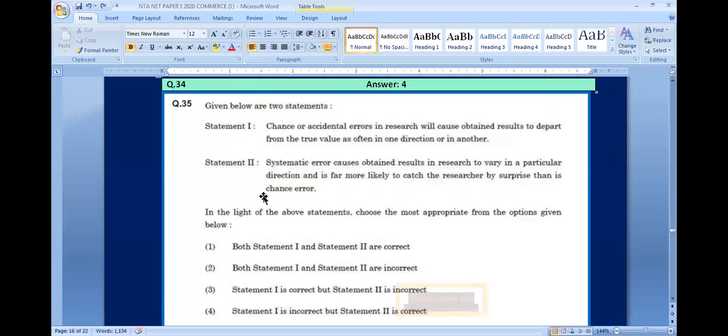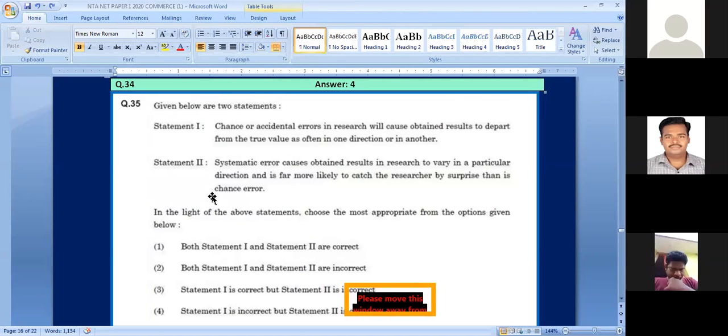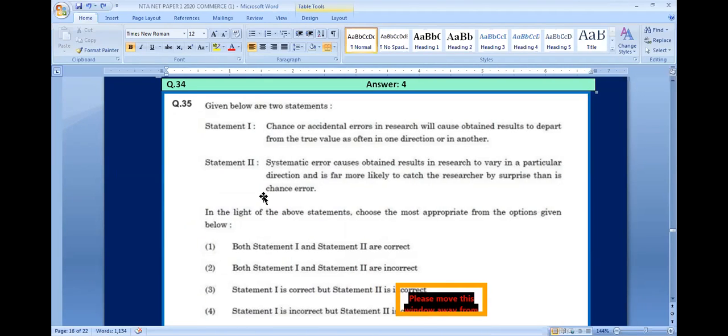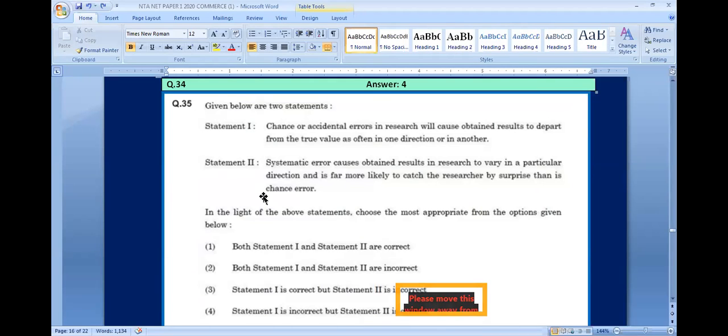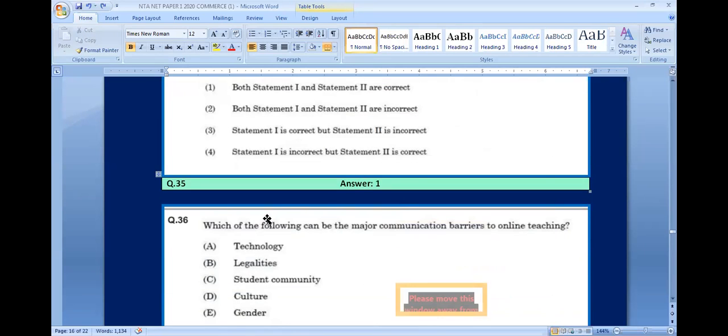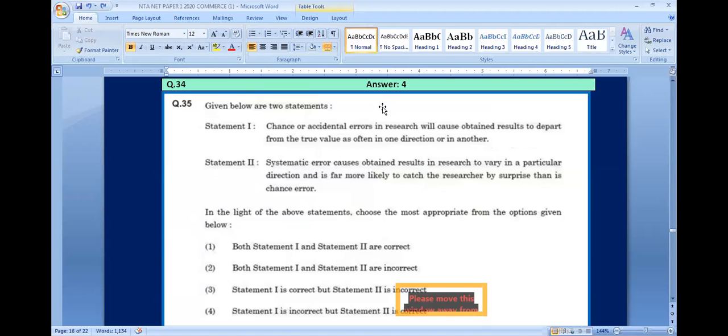Chance or accidental errors in research will cause obtained results to depart from the true values as often in one direction as another. True. Systematic error causes obtained results in research to vary in a particular direction and is far more likely to catch the researcher by surprise than chance error. Both the statements are correct about errors. You can go back and check if you want. Both are correct.